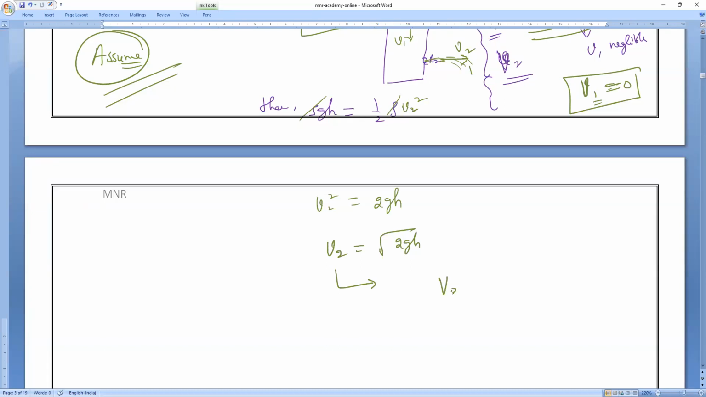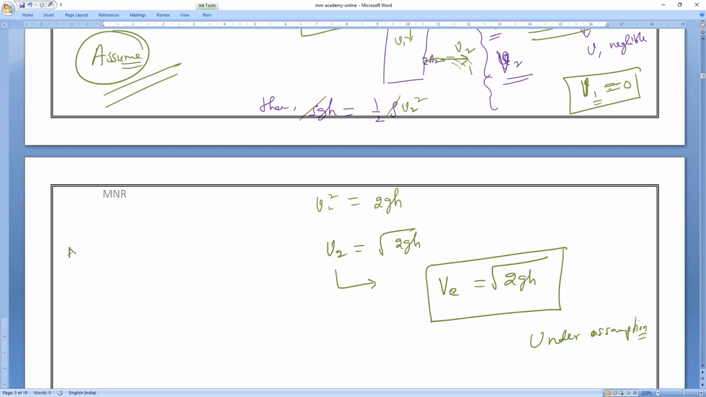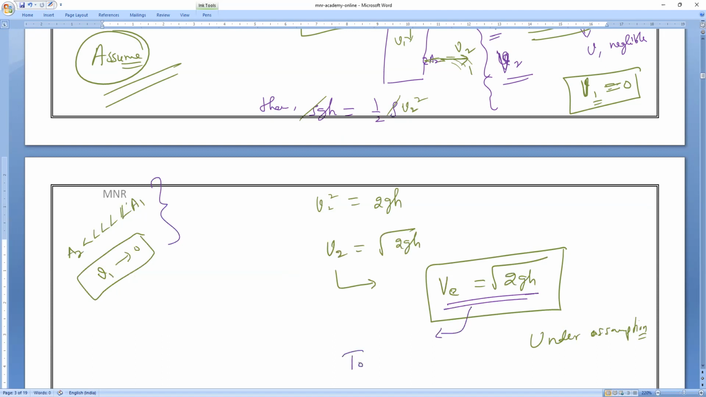So please all of you write it. Torricelli's equation, under assumption, very, very important. What is the assumption, everybody? Without that assumption, it is not true. The assumption is A2 is extremely smaller than A1 and V1 is approximately considered 0. Under this assumption, the velocity, that is what Torricelli's theorem is.